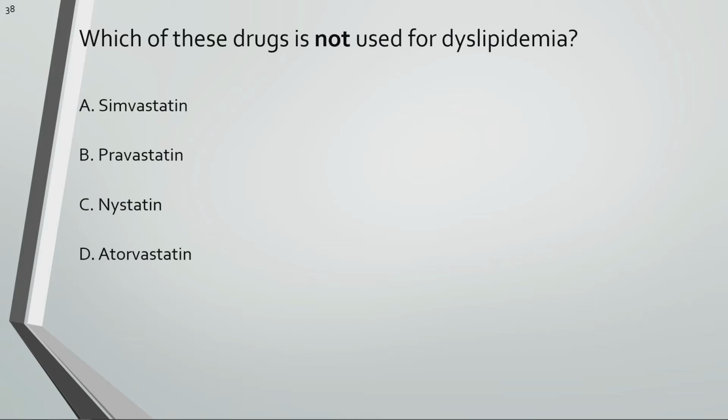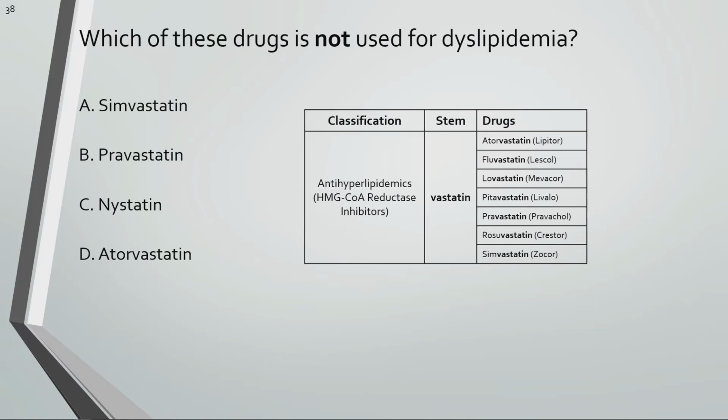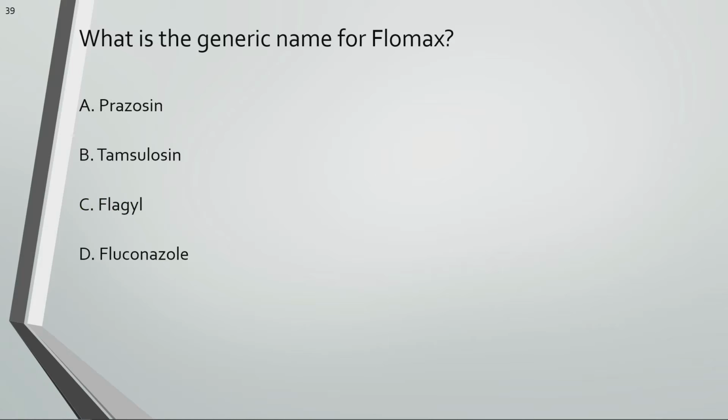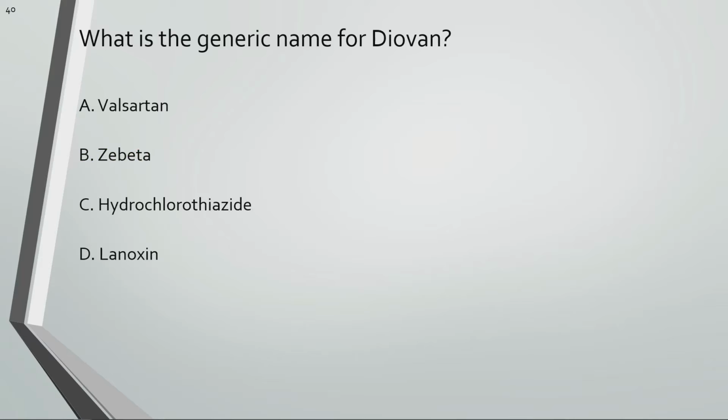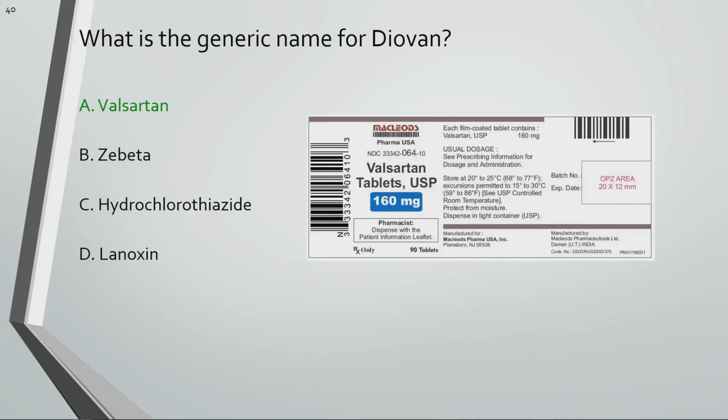Which of these drugs is not used for dyslipidemia? Nystatin is an antifungal agent. The stem for HMG-CoA reductase inhibitors is vastatin and not statin, as shown in the table. Statins are used to treat high cholesterol. What is the generic name for Flomax? The generic name for Flomax is tamsulosin. What is the generic name for Diovan? The generic name for Diovan is valsartan.